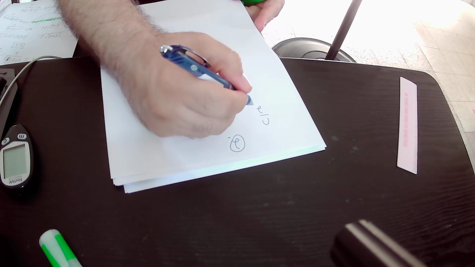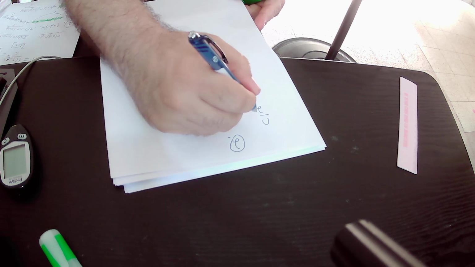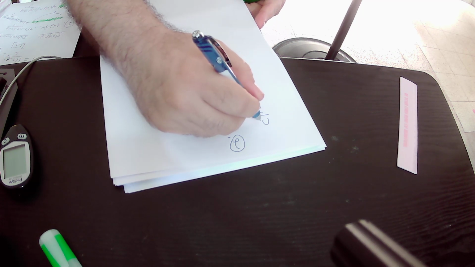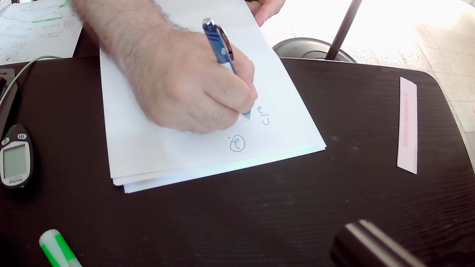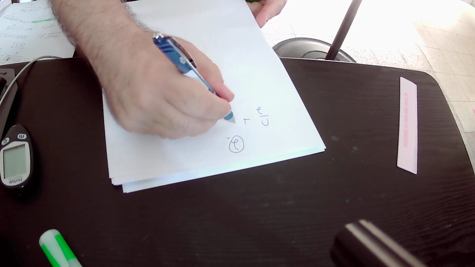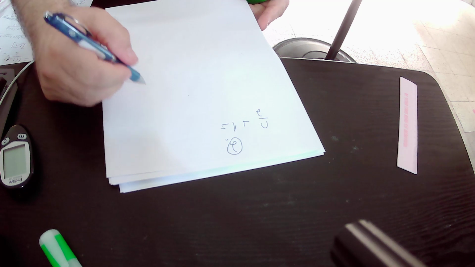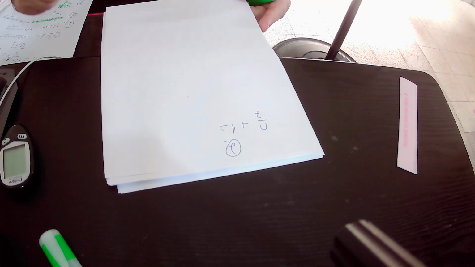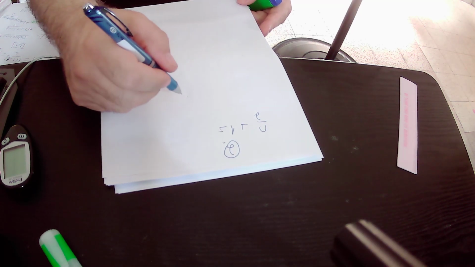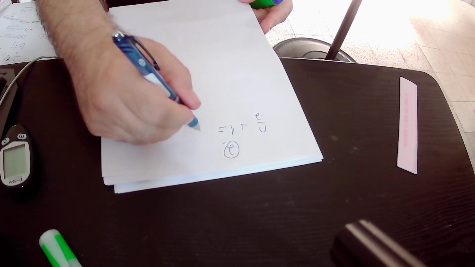n times (n plus 1) divided by 2, divided by (n plus 1), is n divided by 2, plus (n plus 1) divided by (n plus 1), which is 1, equals (n plus 1) times (n plus 2) divided by (n plus 2) is (n plus 2) divided by 2.